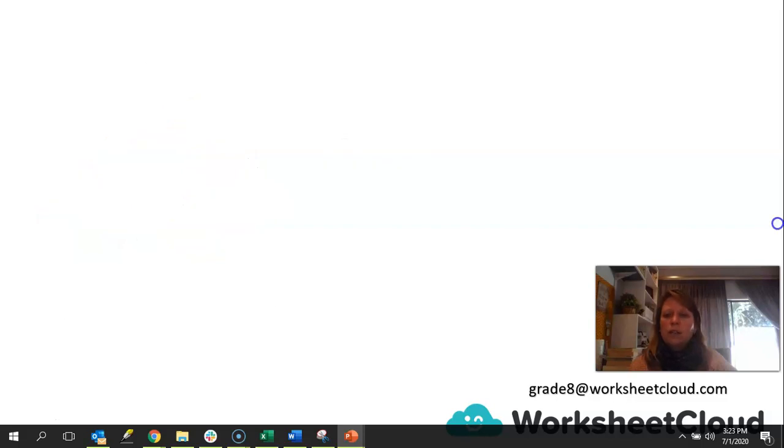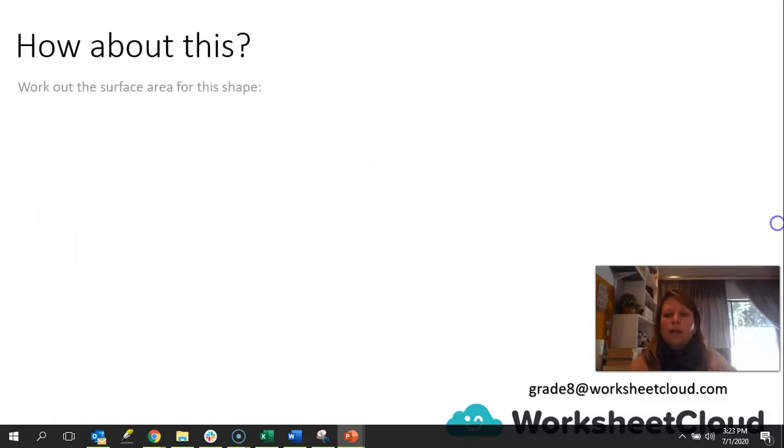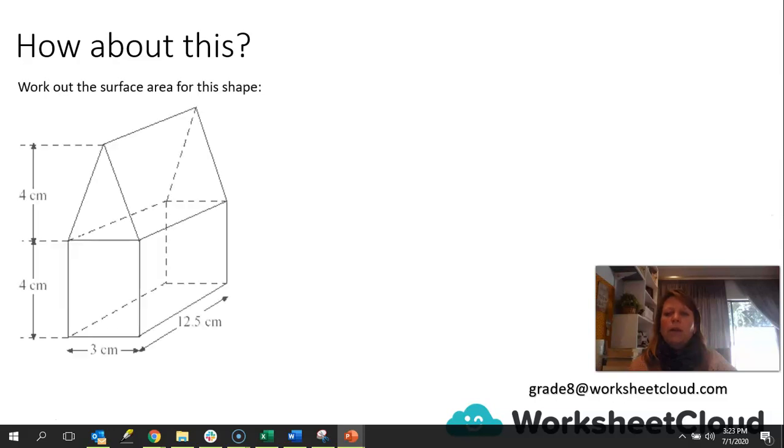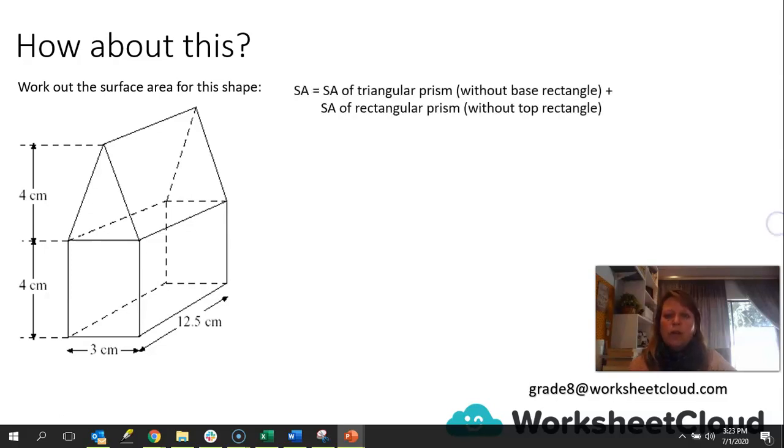Right, let's continue. Okay, how about this one? Work out the area for this shape. Oh my goodness, this is quite a detailed shape. So what do you think we have to do? Okay, the first thing is that we have to break up the shape. We've got a triangular prism here and a rectangular prism here.